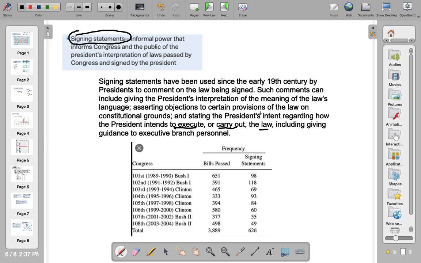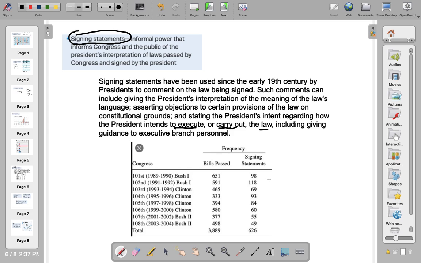That doesn't always happen. Also, the president might say, you know what, I know that this bill, if I veto it, will be overturned, will be overridden. But I'm going to put a signing statement on here and say, I don't agree with this bill. I don't agree with these parts of this bill for these reasons. But I'm going to have to sign it anyway, so I'm going to do that.